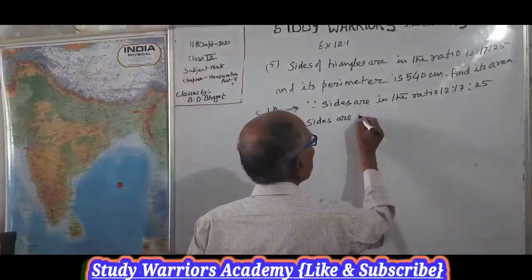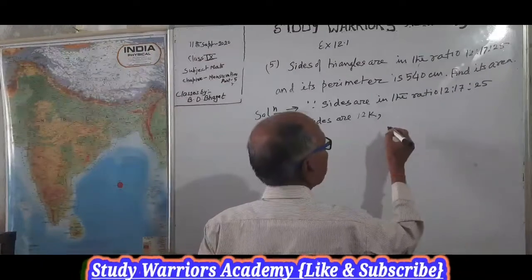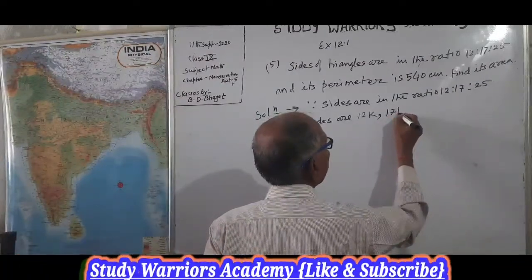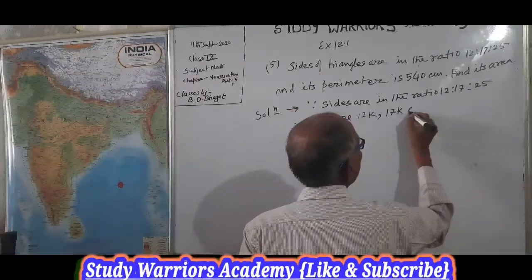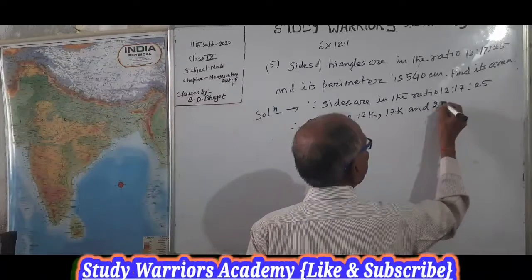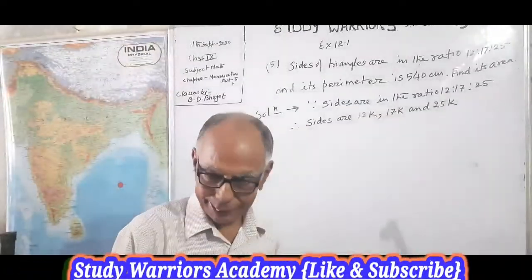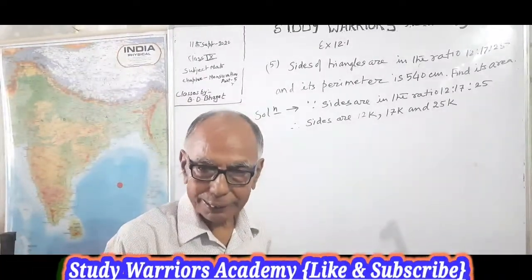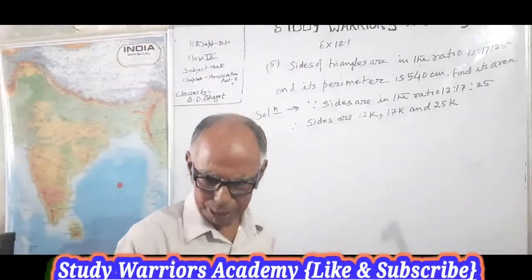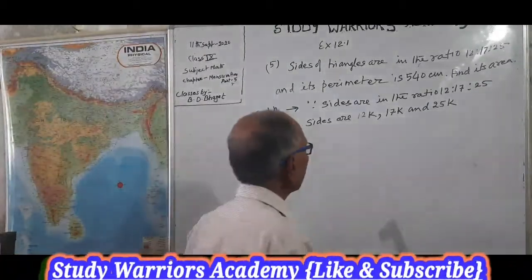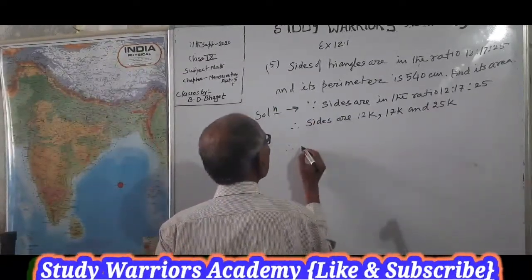12 means 12k, suppose, comma 17 second side, so 17k, and 25k. If ratios are given and you have to find the length, after the ratio you write any constant term, k, c, whatever you may say, respectively.